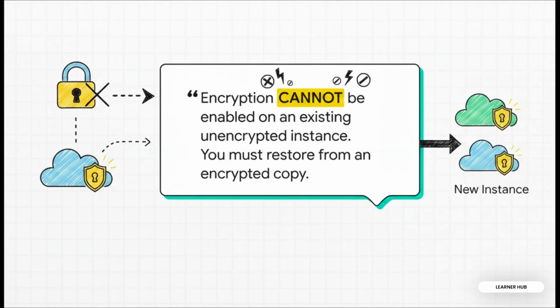Okay, here is another one of those massive exam points you have to know. Just like with storage, you cannot just flip a switch and turn on encryption for a database that's already running. You have to decide on encryption when you first create it. If you have an unencrypted database and need to encrypt it, the only way is to take a snapshot, make an encrypted copy of that snapshot, and then restore from that encrypted copy to a whole new instance.